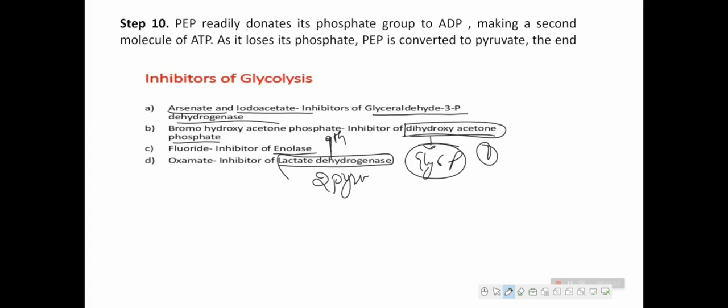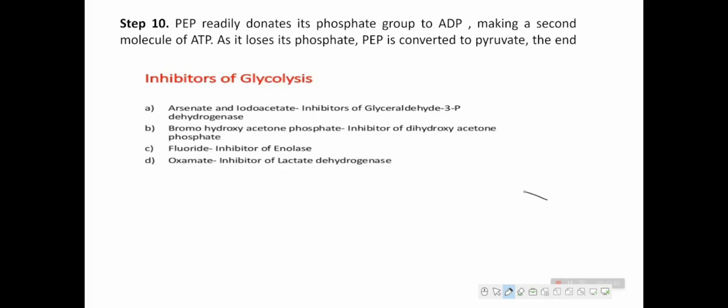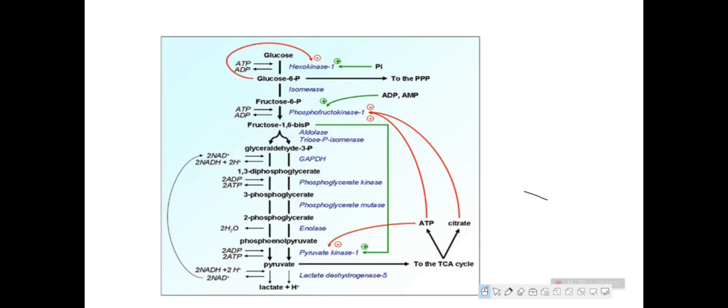In glycolysis, arsenate and iodoacetate inhibit the glyceraldehyde 3-phosphate dehydrogenase enzyme. Means there is no formation of the pyruvate molecule. This is the 6th step of the glycolysis, right? After the 6th step, the rest of the 4 steps will not take place, right? This is the step where inhibitors are present and inhibit the process of glycolysis.